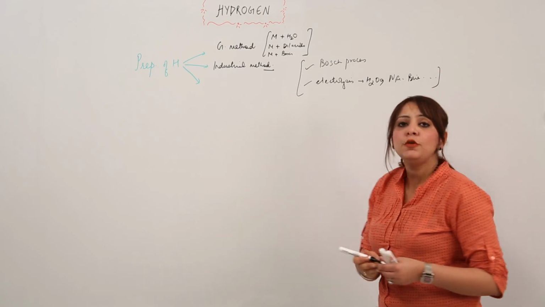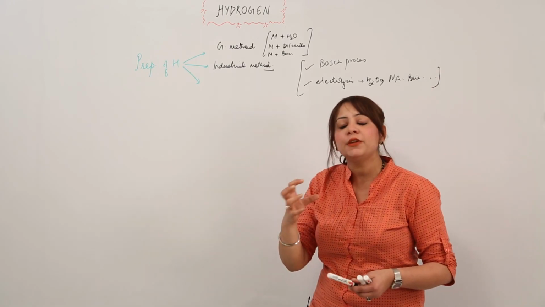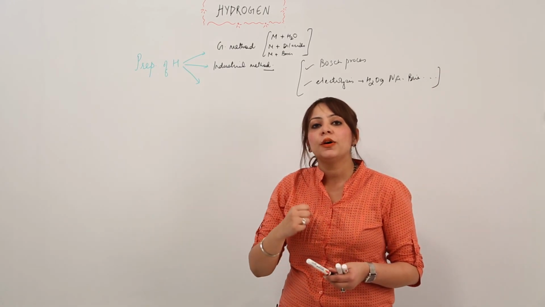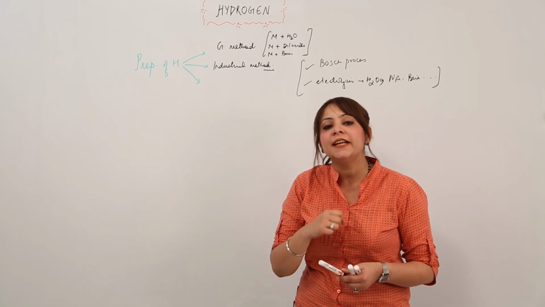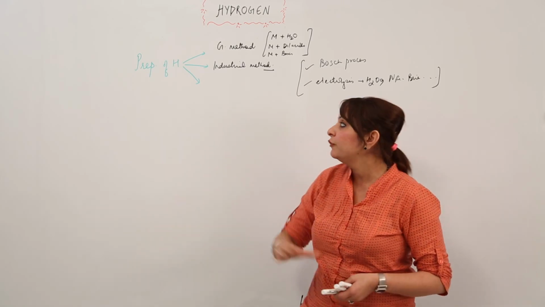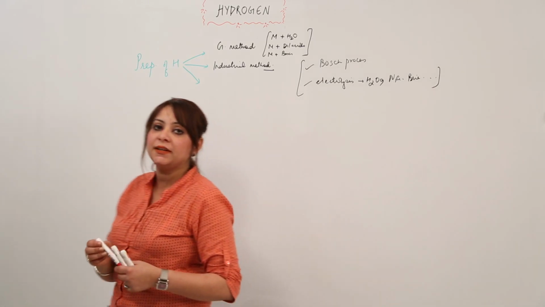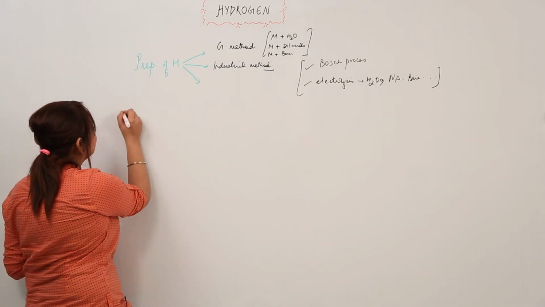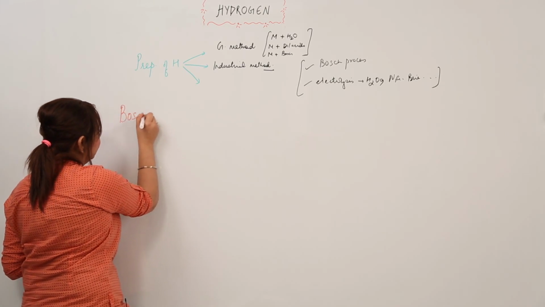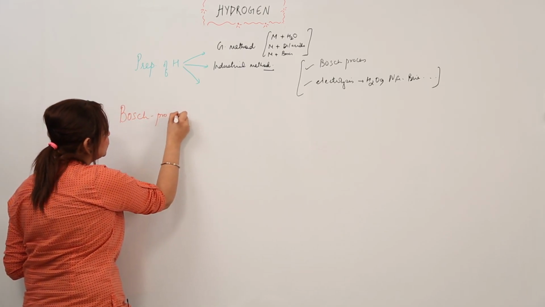So there are a few substances on which you can carry out the electrolysis and they lead to the formation of hydrogen. We'll be taking up these methods separately. Starting with the first method of industrial preparation, that is the Bosch process, right? This is one of the most important processes.